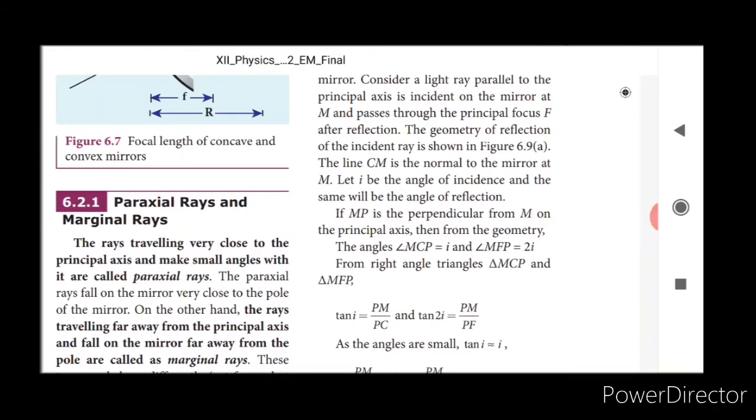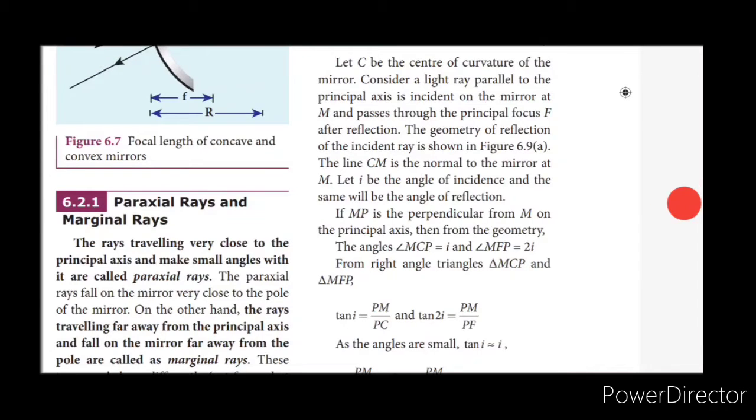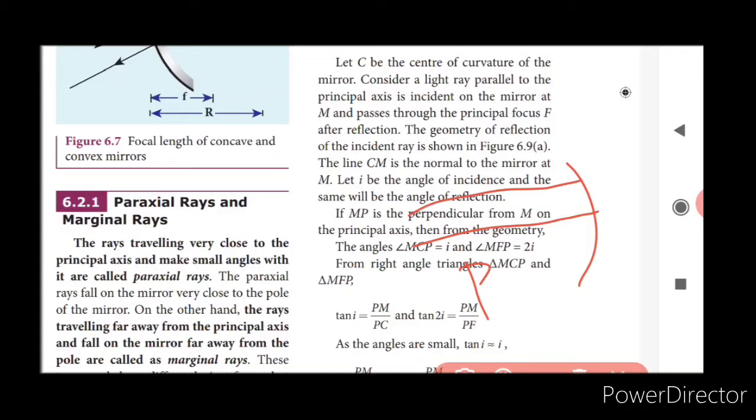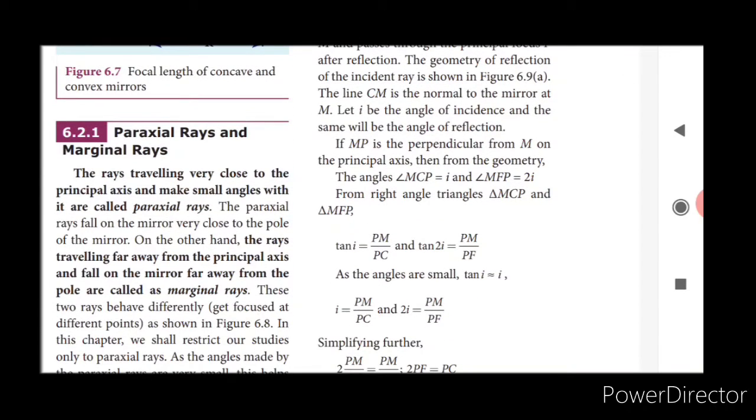Let's see with the center of curvature of the mirror. Consider the light ray parallel to the principal axis incident on the mirror. So the mirror looks like that. This is the principal axis P, and this is the ray falling on the mirror at M, passing through the principal focus F. The geometric reflection and incident angle are shown in the figure. Let I be the angle. If MP is the perpendicular from M to the principal axis, then from the geometry, angle MCP equals I and angle MFP equals 2I.